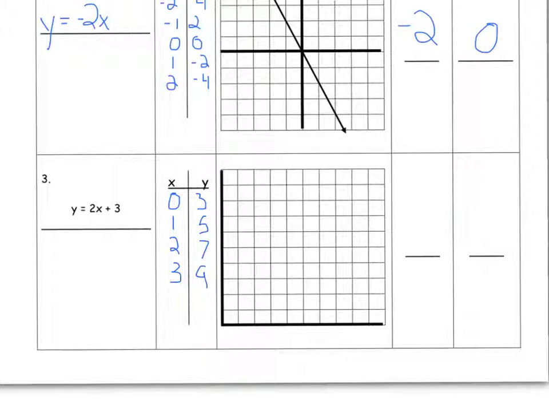Alright, from here we can make the graph. So when x is 0, y is 3, so we're going to start here. When x is 1, y is 5.